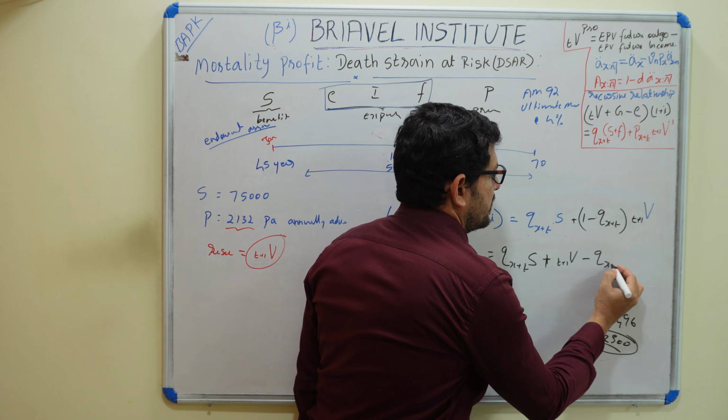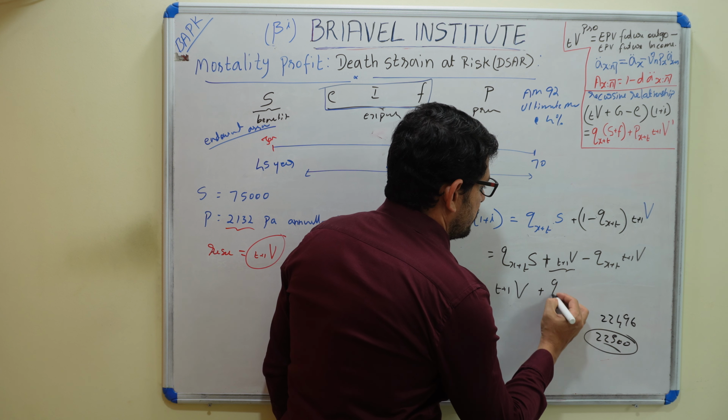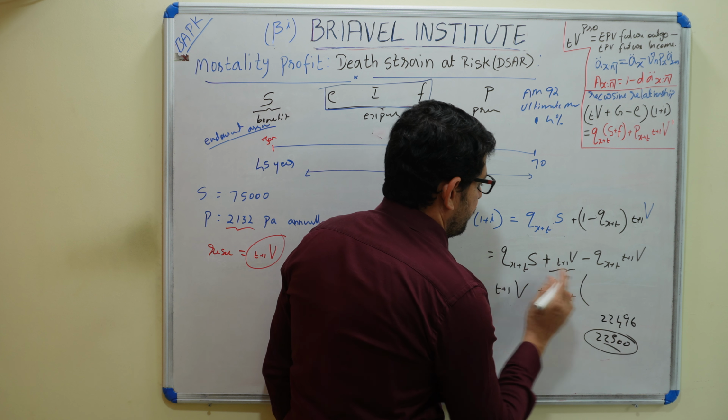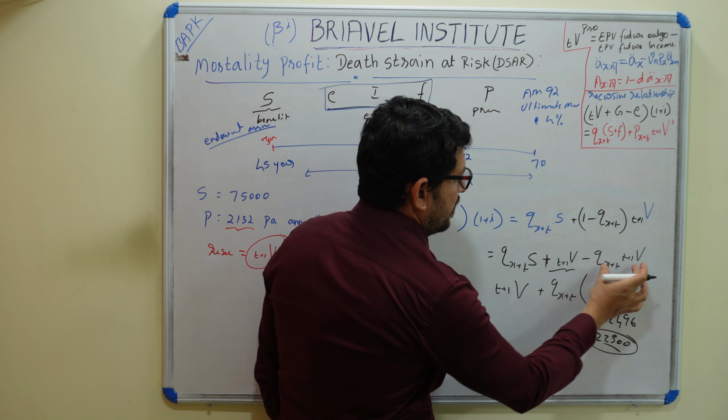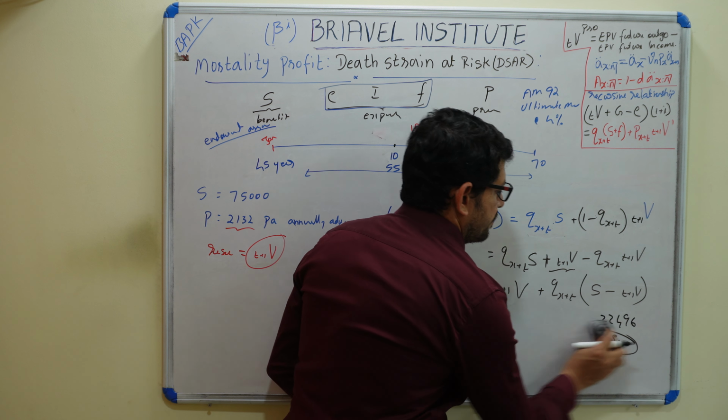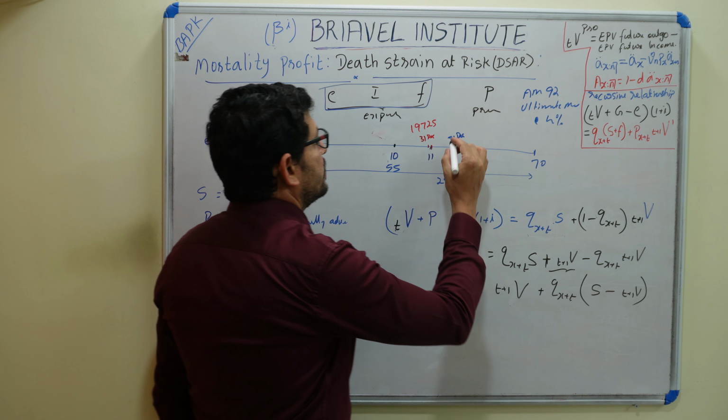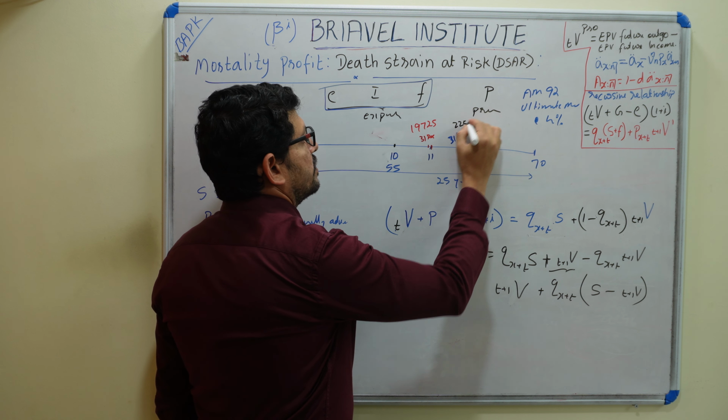Now this t+1V I am taking out, so t+1V, t+1V, this is a common term, and q I am taking out. Here qS plus this term is there, here also it is there. So S minus t+1V. Now you see, here 22,500 is my result.